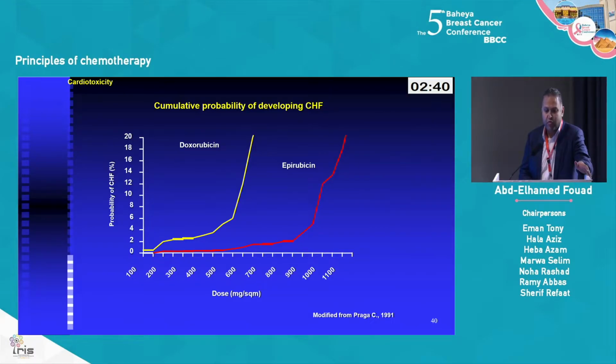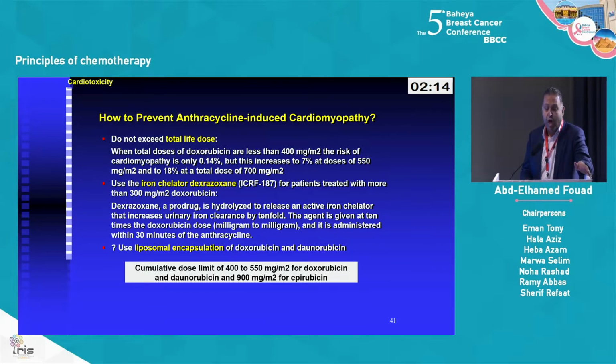Exceeding the cumulative dose of anthracyclines dramatically increases the probability of developing congestive heart failure. This graph shows that after exceeding the cumulative dose of anthracycline, of doxorubicin, the risk increased dramatically, and also with ibuprofen, when exceeding the cumulative dose, the probability increased dramatically. How to prevent?